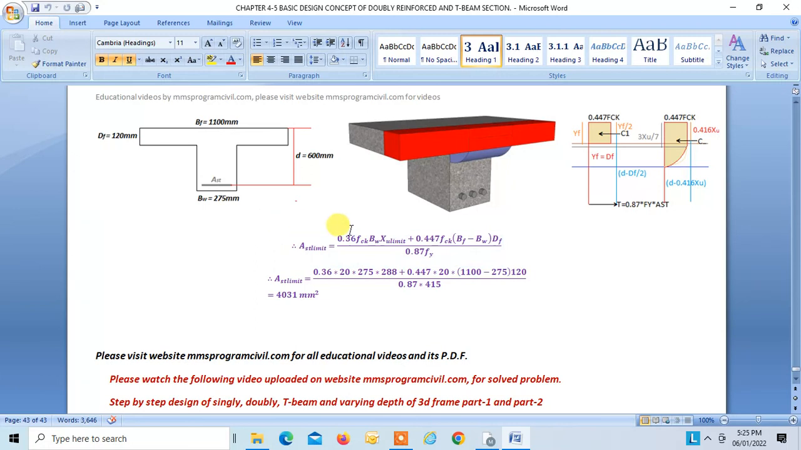Then you can find your steel, that is T is equal to C plus C1. This is C, this is C1, divided by stress in steel, and Ast limit is equal to 4031 mm square. So very easy, right? Okay.